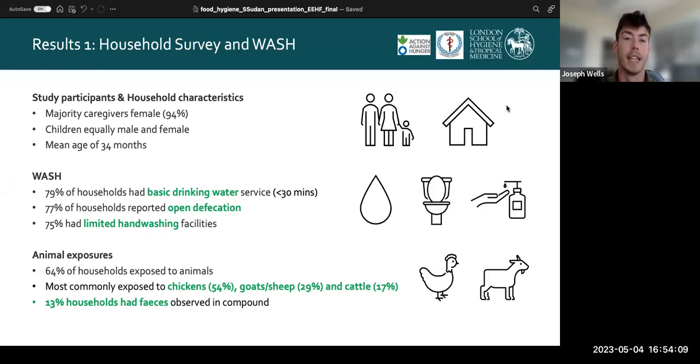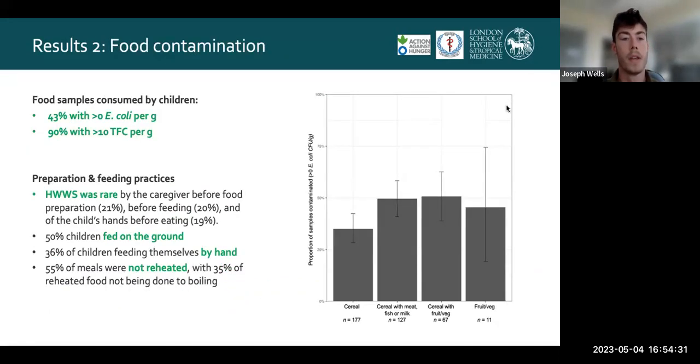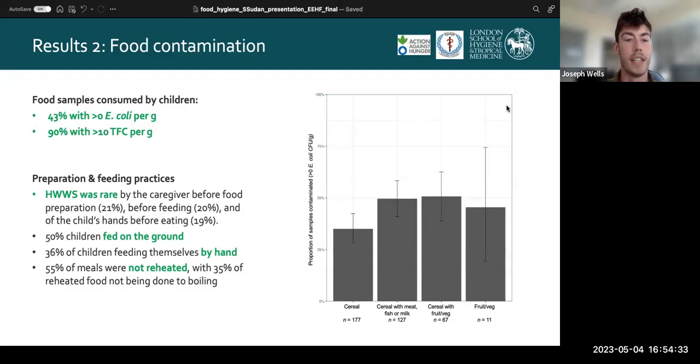So this meant they only had either water or soap, but they didn't have both of them. And 64% of households were exposed to animals, with the most common exposures being chickens, goats, sheep, and cattle. And 13% of households had animal feces present within the compound. So 43% of foods or child foods was contaminated with more than 0 E.